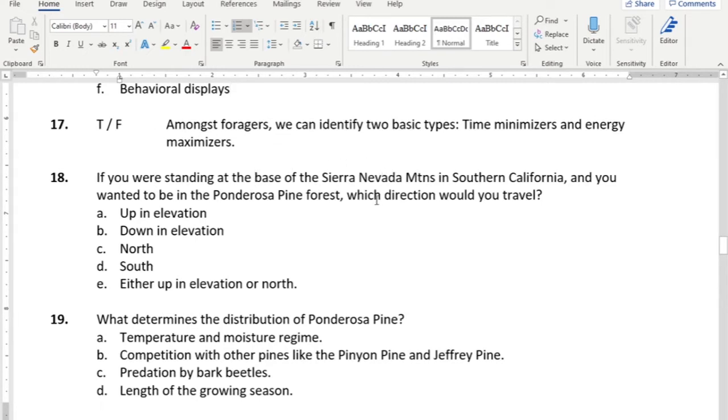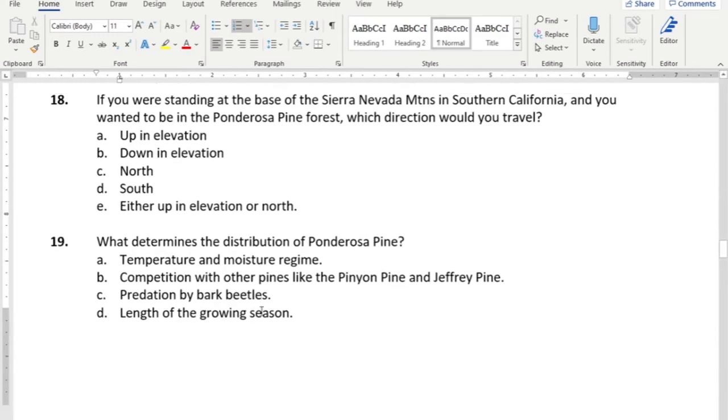18, if you were standing at the base of the Sierra Nevada mountains in Southern California and you wanted to be in the Ponderosa pine forest, which direction would you travel? Well, there are two things you can do. You can go upslope, so you can go to higher elevations where it's going to be cooler, or you can go north where it's going to be cooler. Okay, so either up in elevation or north. Okay, so the correct answer is going to be E.